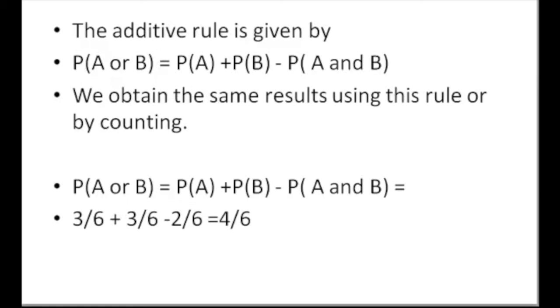The additive rule is given by probability of A or B is the probability of A plus the probability of B minus the probability of A and B. We obtain the same results using this rule or by counting. Probability of A or B is equal to probability of A plus probability of B minus probability of A and B, and that is 3/6 plus 3/6 minus 2/6 or 4/6.